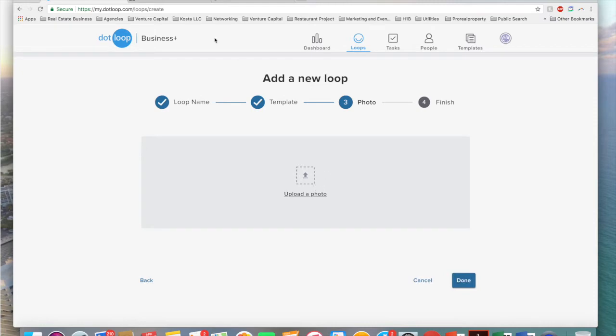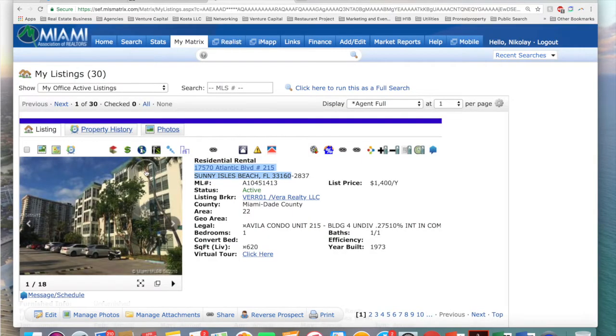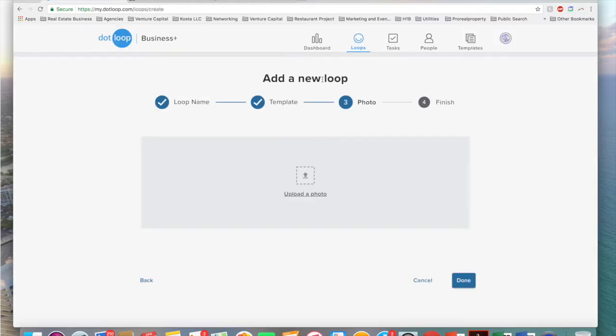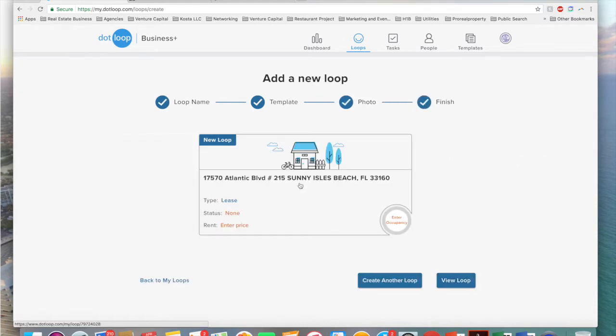You can upload a picture if you like. Or you can just skip this part, because with a lease, or if you're making an offer, it's not necessary, it's optional. So then we click done. We have a loop created.